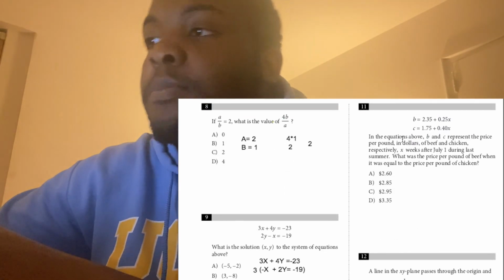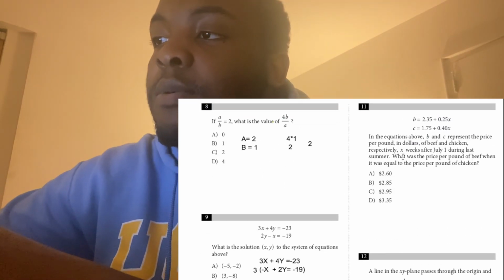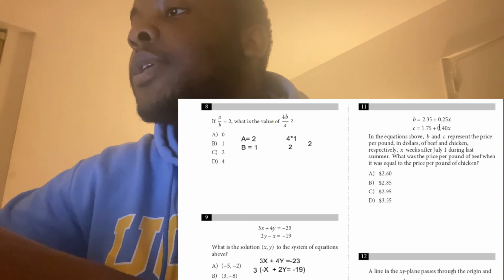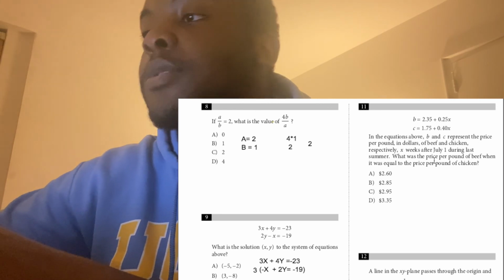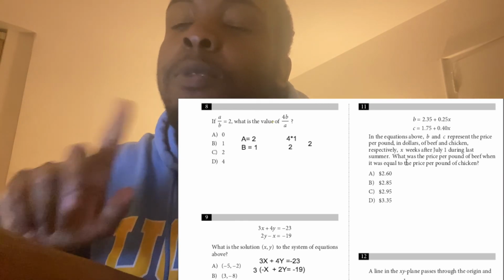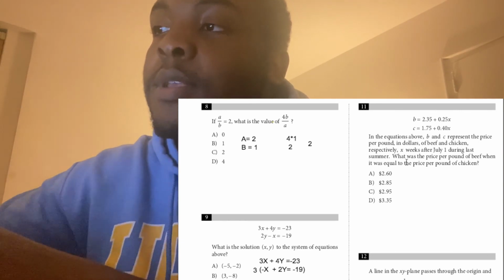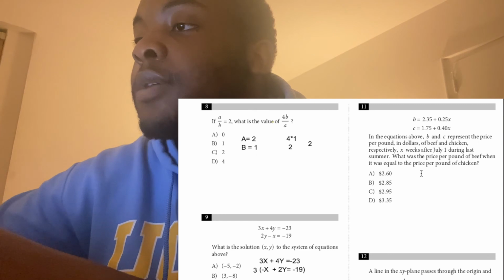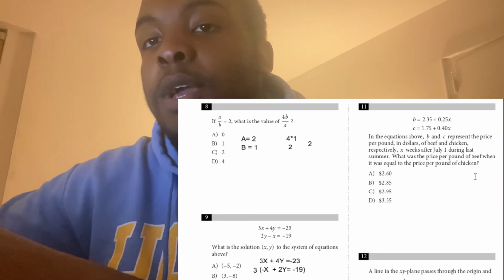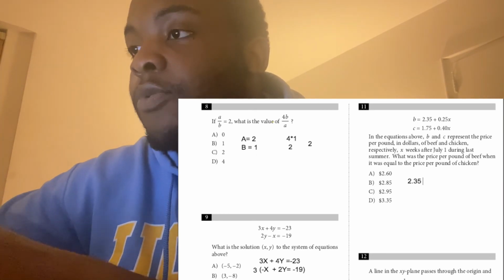All right, in the equations above, B and C represent the prices. So what is the price per pound of beef when it's equal to the chicken? What is the x, the price? Actually, x is not even the price. x is the number of weeks. So we have to figure out first how many weeks they will be at the same price, and then we figure out the price from there. So what is the price per pound of beef when it's equal to the price per pound of chicken? All you have to do here is 2.35.